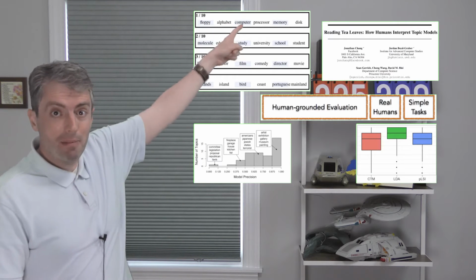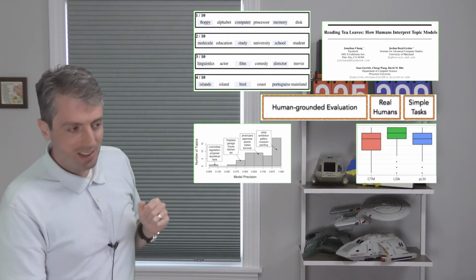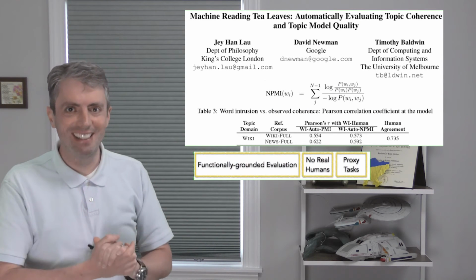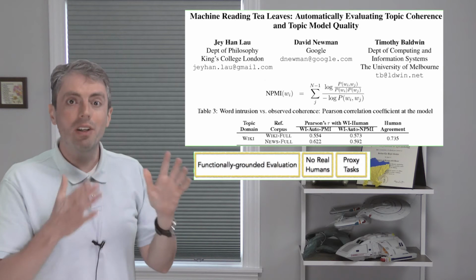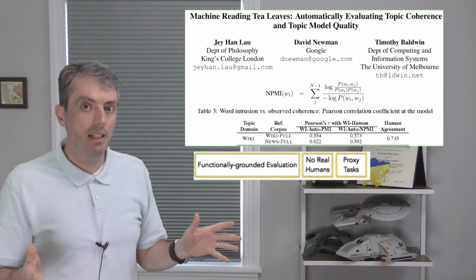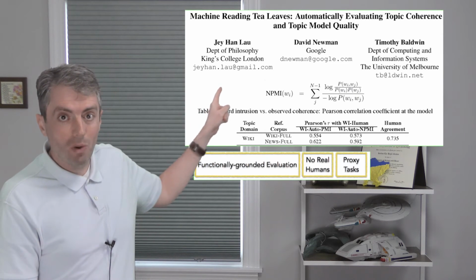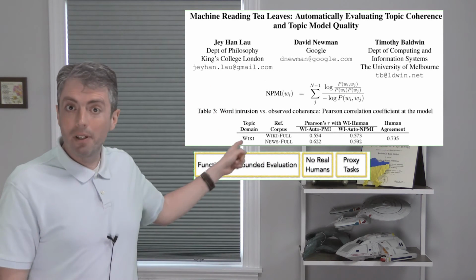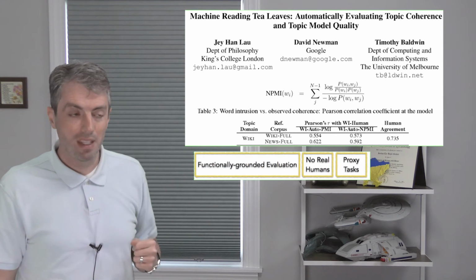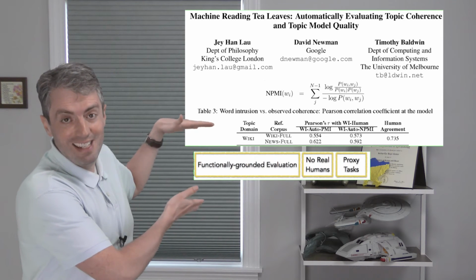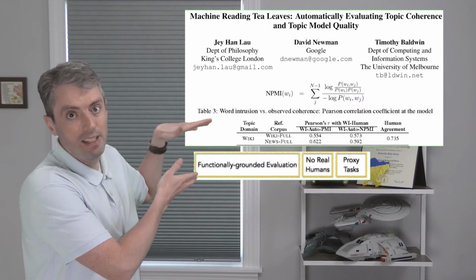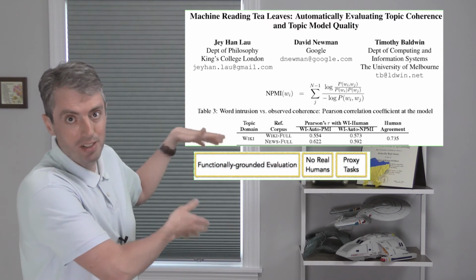So you'll notice that this paper here is called Reading Tea Leaves. So Lau et al. came up with machine reading tea leaves techniques, which shows that if you look at how often words appear together in a large reference corpus, a metric called normalized pointwise mutual information, you get a pretty good correlation with the metric introduced in the previous approach from our group. And this is the cheap, fast, computerized bottom of the interpretability hierarchy evaluation.